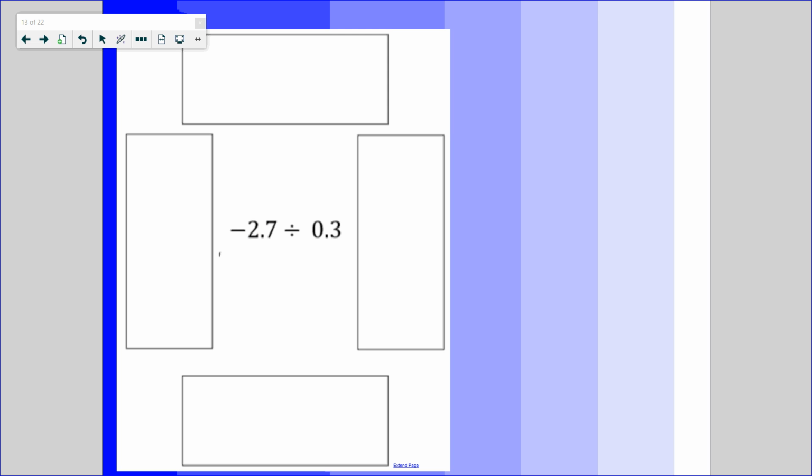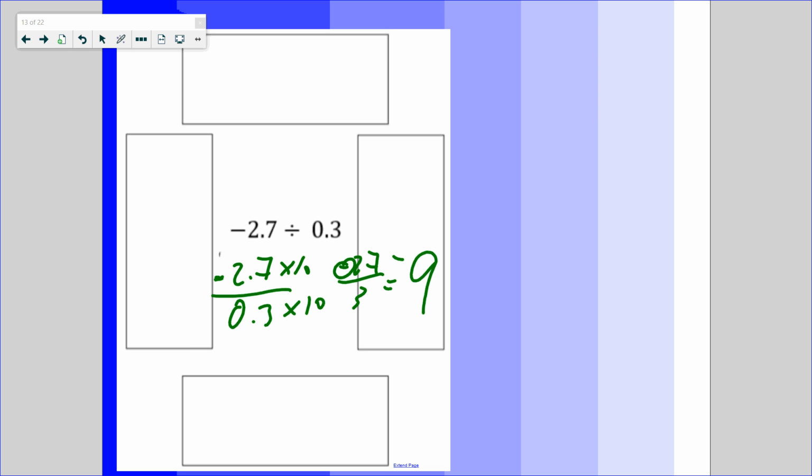And the last question is dividing decimals. Let's write it in fraction form. Do they have the same place value? It does. So you multiply by 10, multiply by 10, negative 27 divided by 3 is 9, but since it's opposite, negative 9. And that is what we did today over order of rational operations.